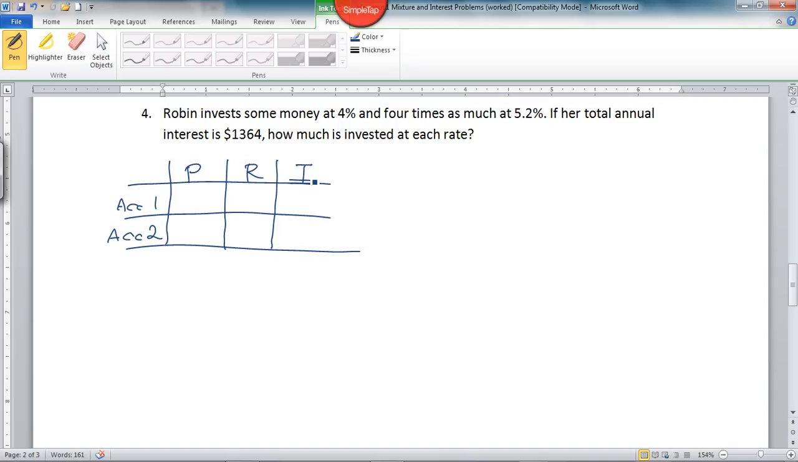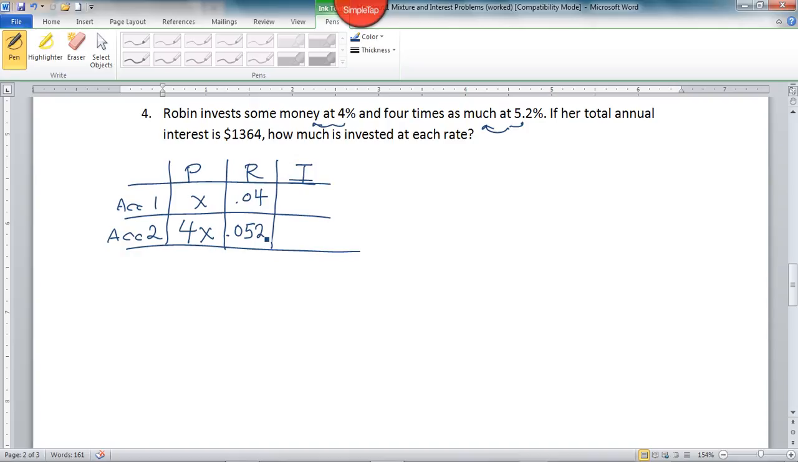Fill those in. So account 1 is at 4%. How much do I have? I don't know, so I call it X. The rate is 4%. Now be careful there. That's not just 4. You've got to move the decimal 2 places back, so it'd be 0.04 is the rate on account 1. Account 2, well, we've got 4 times as much in account 2. So if account 1 has X, then account 2 has 4 times that, so that'd be 4X, wouldn't it? And its rate is 5.2%, but if you move that decimal point 2 places back, you're going to get 0.052 for its rate for account 2.